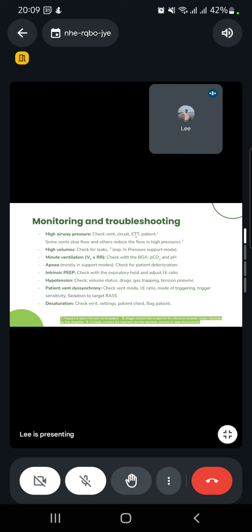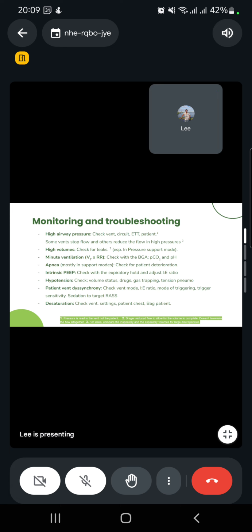You need to assess the patient first and foremost, and then you check these other circuits. Some vents, when the pressure is high, stop the flow. But I think one in particular, it's called the Drager, however you pronounce it, rather than stopping the flow at that high pressure, it just reduces the flow, which technically reduces the pressure or allows the volume to be given still, because you still need to oxygenate the patient.